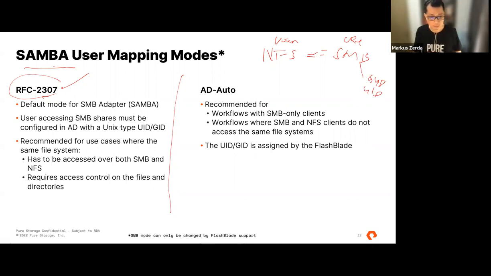For Samba, the other mapping mode is AD Auto, which you can request by calling support. If you plan to use AD Auto, you're basically not going to use NFS to access your SMB file systems. That's the only difference between the two. With Samba, you can enable AD Auto if you want, or you can just stick to RFC 2307, which is the default anyway. With AD Auto, no multi-protocol access is available.